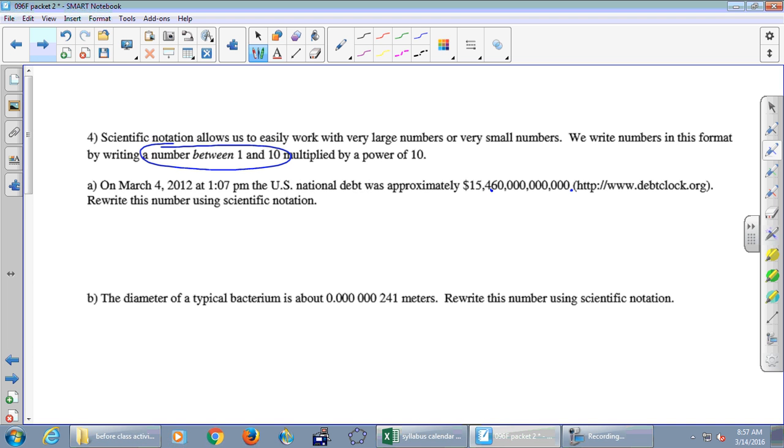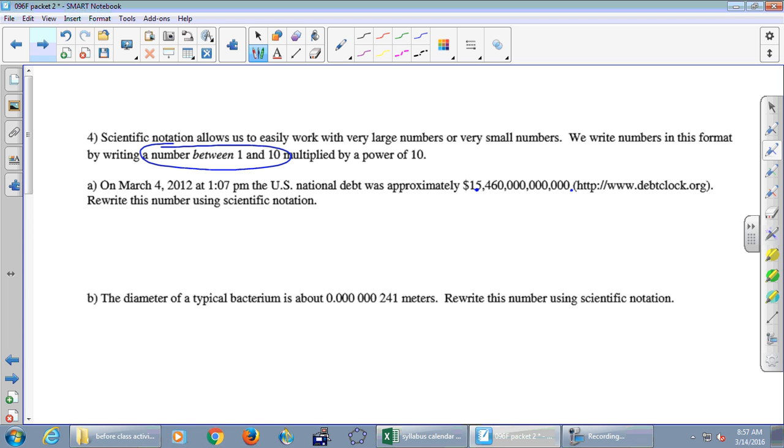154.6, yes? Is that a number between 1 and 10? No, that's not the winner. Read this number out loud. 15.46, that is close, but it is not between 1 and 10. Read this number out loud. 1.546, is that between 1 and 10? It is. That's the winner.